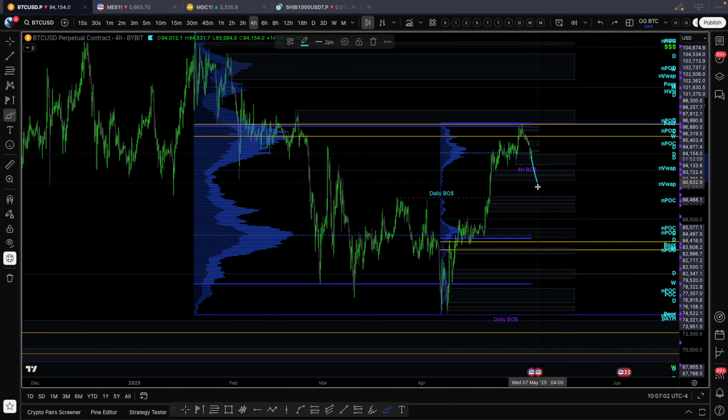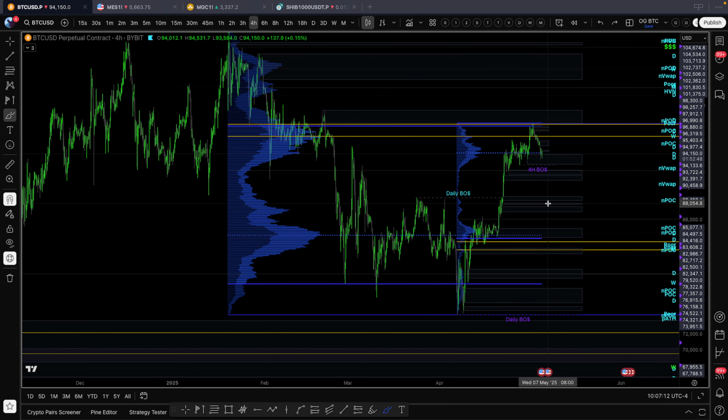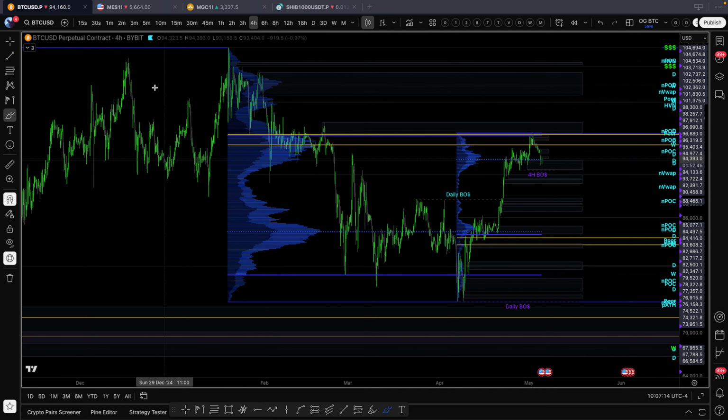So price doesn't just have to rip down here and give you what you want immediately. You have to wait to see how market structure is presenting itself. It's the most important thing you can use. Market structure is king.